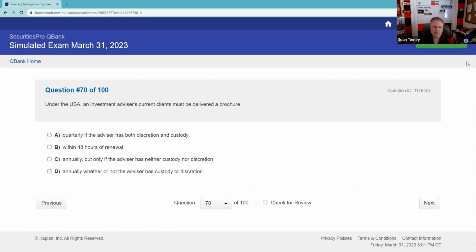Under the Uniform Securities Act, an investment advisor's current clients must be delivered a brochure: quarterly, if the advisor has both discretion and custody, within 48 hours of renewal; annually, but only if the advisor has neither custody nor discretion; or annually, whether or not the advisor has custody or discretion.